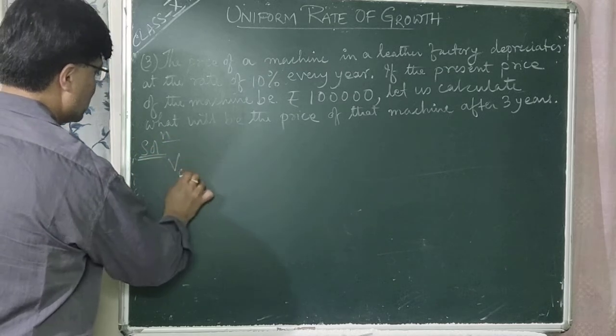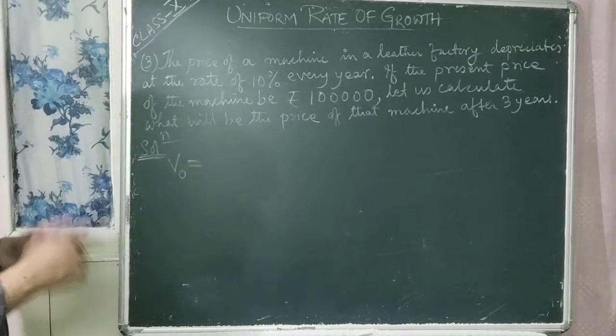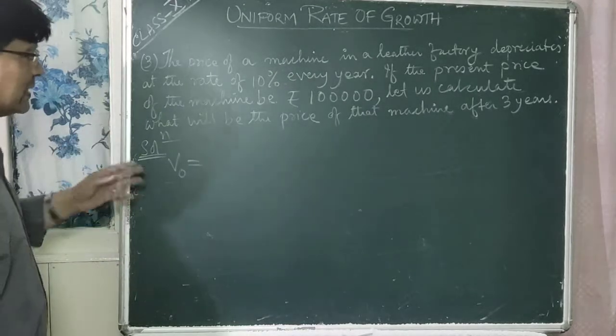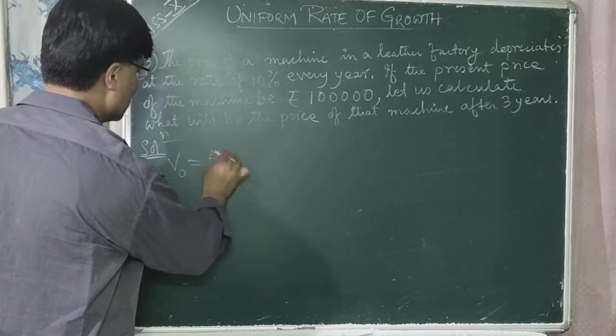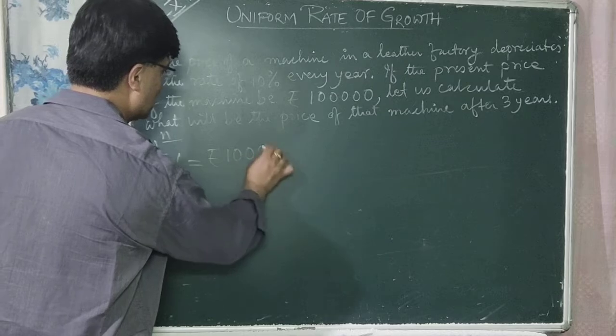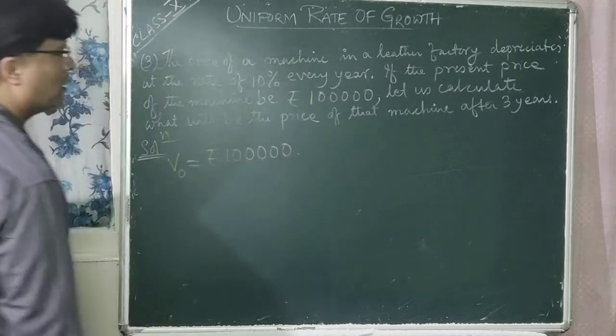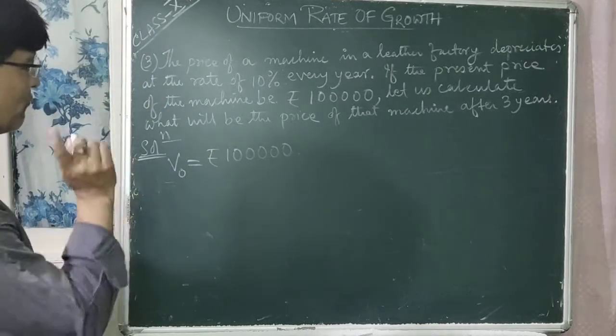So what is the present price? That is, what is the initial price of the machine? That is V0 is equal to rupees 1 lakh. Means 1 and how many zeros? 5 zeros, right? 1, 2, 3, 4, 5.